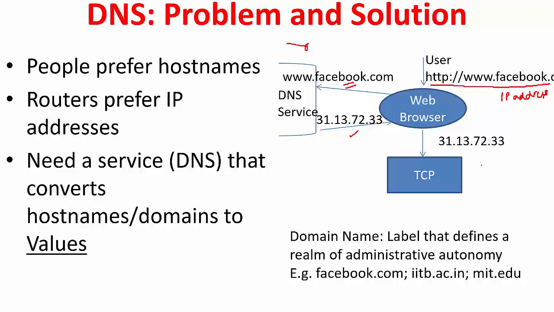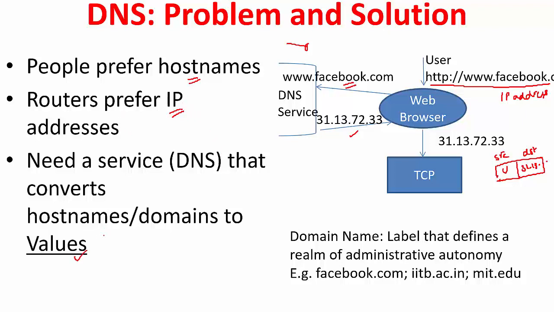Based on this, you pass the information down and finally some network layer packet will get assembled where the source is the user's IP address and the destination will be this 31.13. address. So why like this? Because people like us can easily remember Facebook, Google and so on, and prefer host names, whereas routers prefer IP addresses and we as humans cannot remember these IP addresses. So we need a service that converts these host names to values.